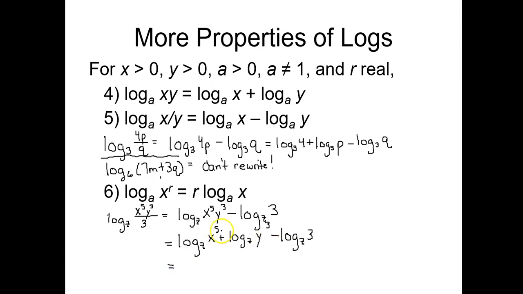Then by number 6, log base z of x to the 5th, you can bring the 5 out front. 5 times log base z of x. Then for the y cubed, you can bring the 3 out front. 3 times log base z of y, minus log base z of 3. So if the entire argument has an exponent, the exponent can come out front and multiply with that log. Being able to rewrite your logs can be helpful with certain equations and other problems down the road.